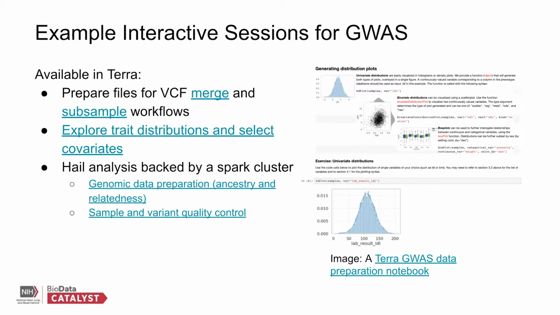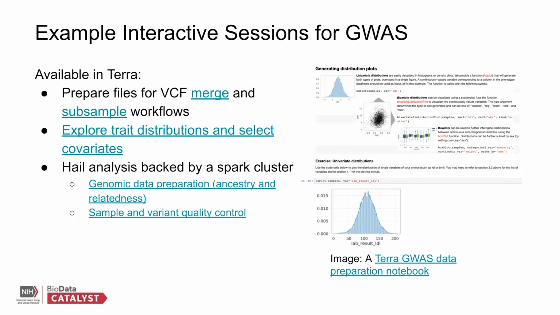Some example interactive sessions that might be of interest to GWAS researchers are showcased here. These are available in the Terra workspace. There are notebooks to help you prepare your files for input into workflows. And this includes something like if you would like to merge these VCFs that were originally jointly called but subsetted by project and consent code back together to form your cohort, you'll need to merge and potentially subsample those. And there's a notebook to help you set up your data for use in those workflows.